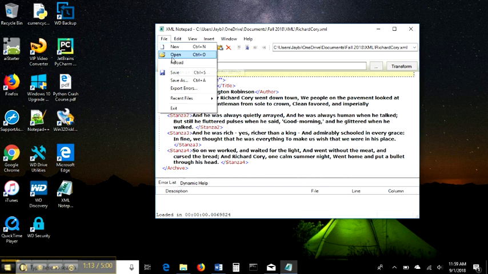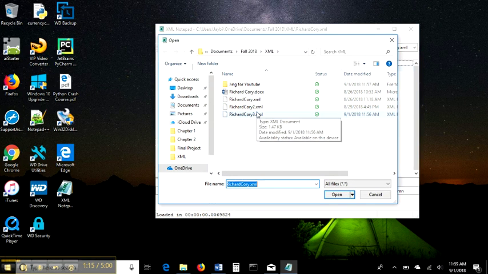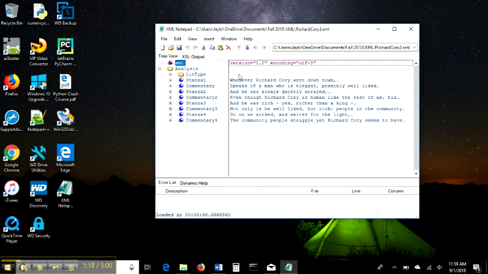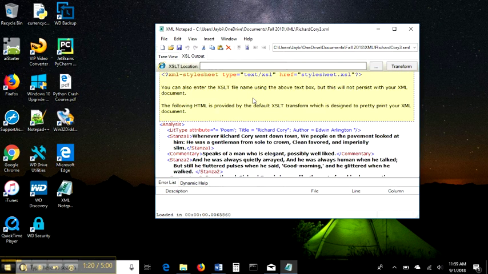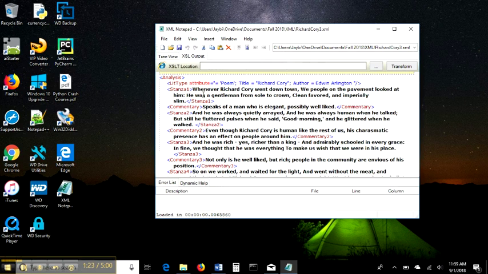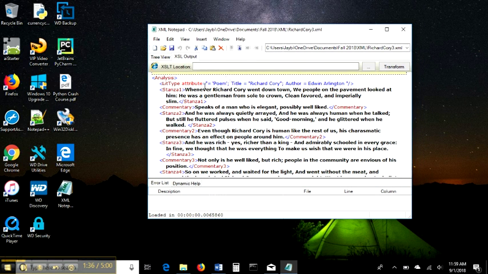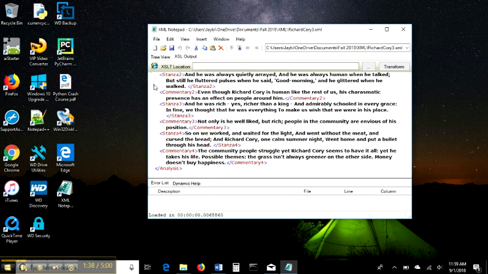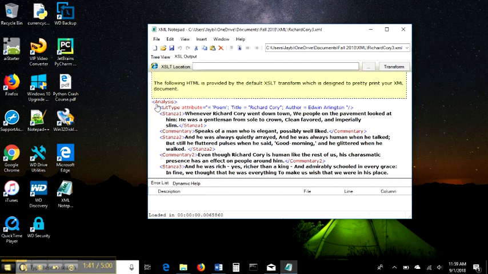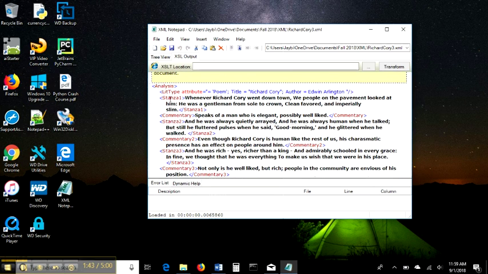Just to play around with it further, I made another one, in the context of analyzing this poem. Maybe it's for an English class, and we're going to put our analysis out on the web or something. In this one, analysis is the root, and lit type is the poem. We have the title, Richard Cory, and the author, Edwin Arlington Robinson.